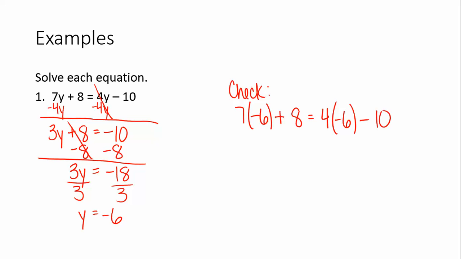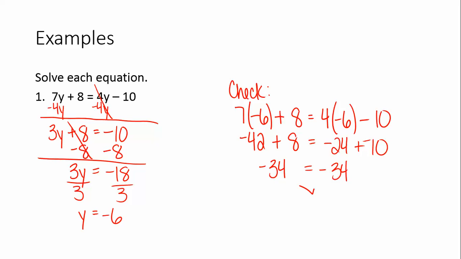And then you need to simplify both sides. We want to make sure that the left side equals the right side. So here we get negative 42 plus 8 equals negative 24 minus 10. Well, negative 42 plus 8 is a negative 34. And negative 24 minus 10, remember you can add the opposite, is a negative 34. So we see that the left side equals the right side. Our solution checks out.